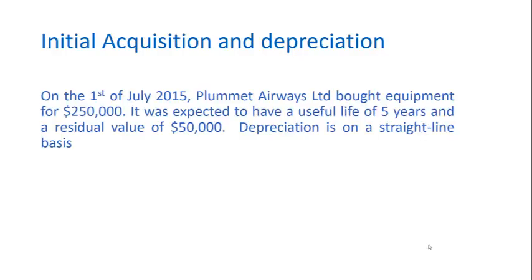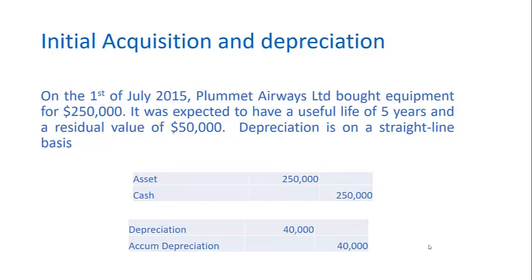I want to set up the context by having the initial acquisition of a piece of equipment and the recognition of depreciation. So what we have here is a situation where Plummet Airways bought some equipment for $250,000. It was expected to have a useful life of 5 years and a residual of $50,000, and depreciation is on a straight line basis. So to recognise the equipment in the first instance, we'd recognise a payment of $250,000 in the recognition of an asset, and in the first year we'd recognise a depreciation charge.